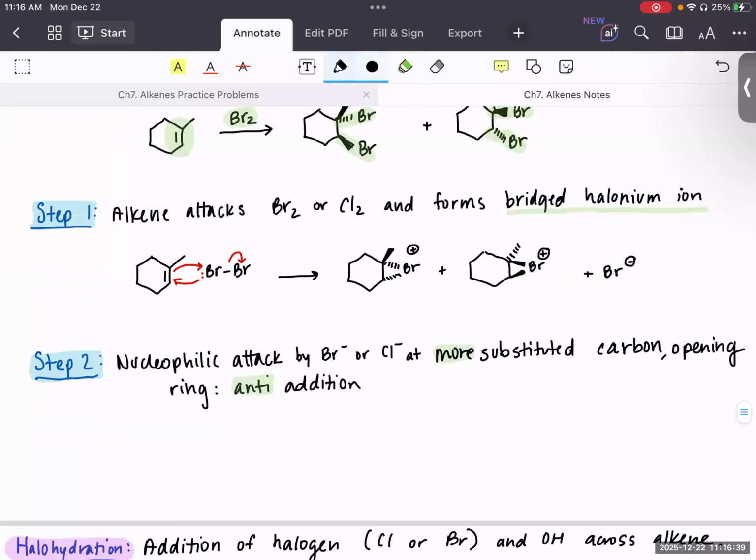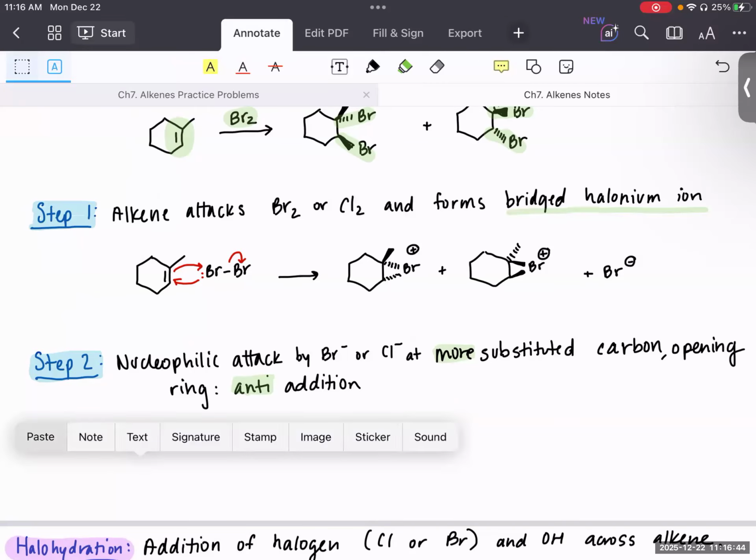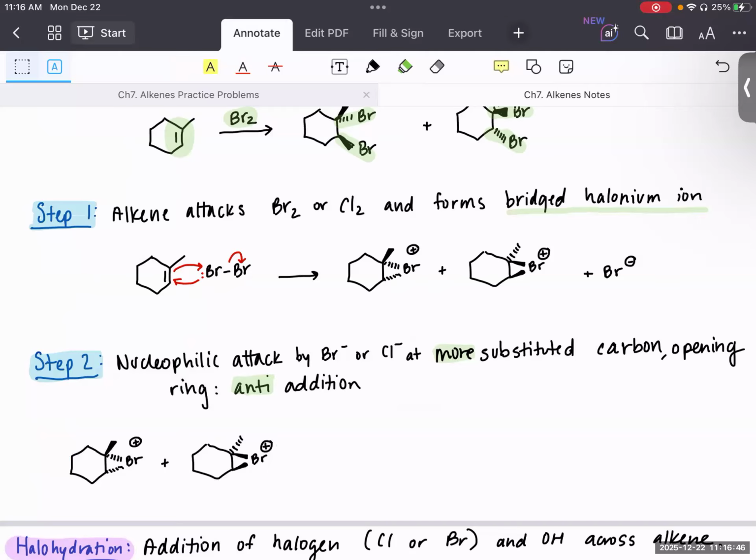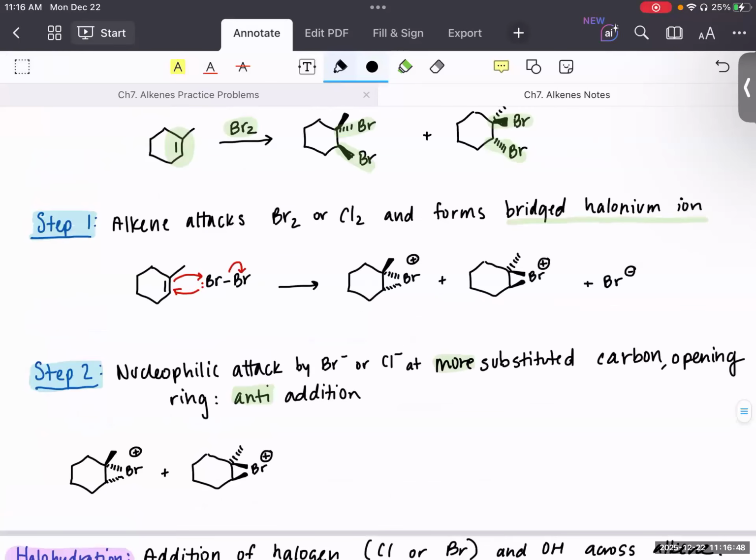All right, so now that we formed those, I'm going to copy those over here. So we have those two intermediates, and then we also have a leftover bromide from that first step. And so in the second step, that bromide can come in and attack that ring structure. We know that three-membered rings are highly strained, and so they want to break. And that bromine also has a positive charge. It doesn't want this positive charge, it wants to get rid of it. So it wants to swing open and form just a regular bond to a single bromine.